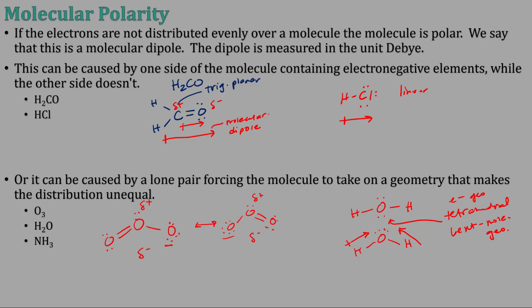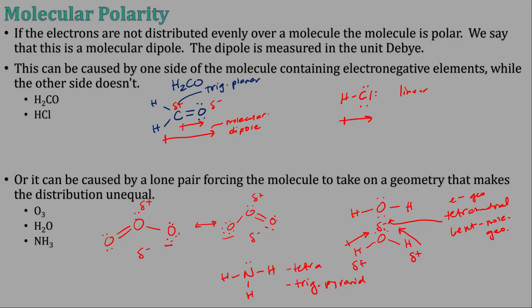So they're being pulled by oxygen, and so it's going to be slightly negative on oxygen's end and slightly positive on the hydrogen's end. And so that makes a polar molecule. And then we have NH3, ammonia, which is going to be a tetrahedral electron geometry with a trigonal pyramid molecular geometry.